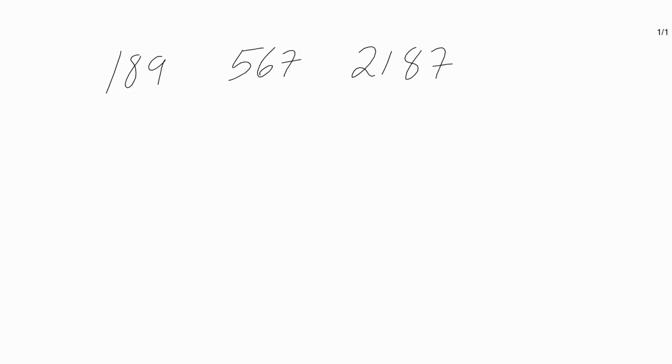Now, the 9, the 7, and the 7. What number comes to mind with 9, 7, and 7? 3. Yep. 3 will go into 27, won't it? 3 will go into 9, won't it? You got to know your multiplication tables. 3 will go into 27.